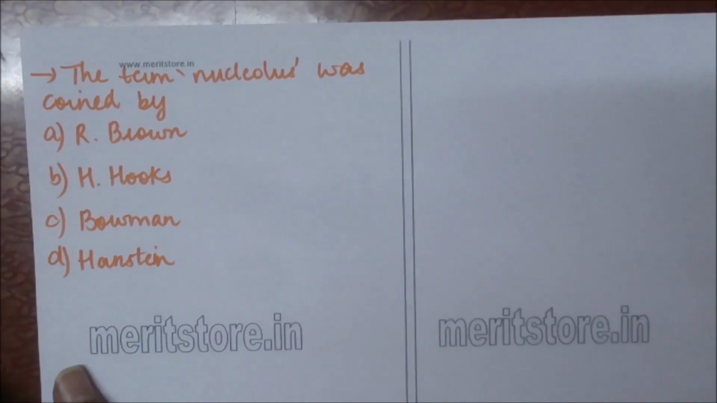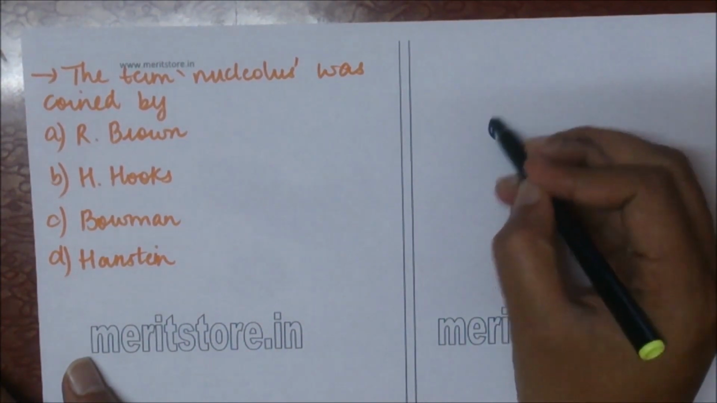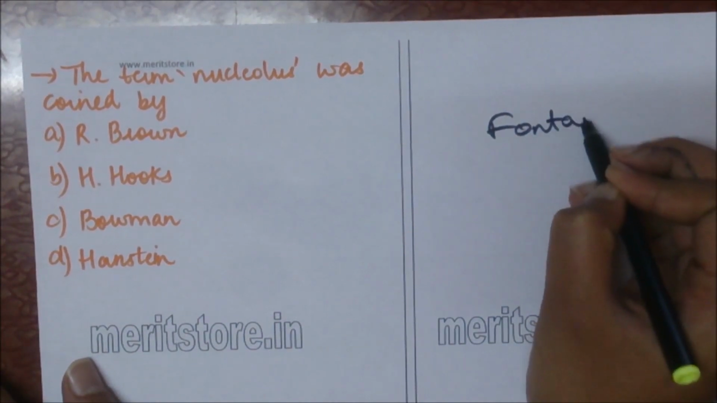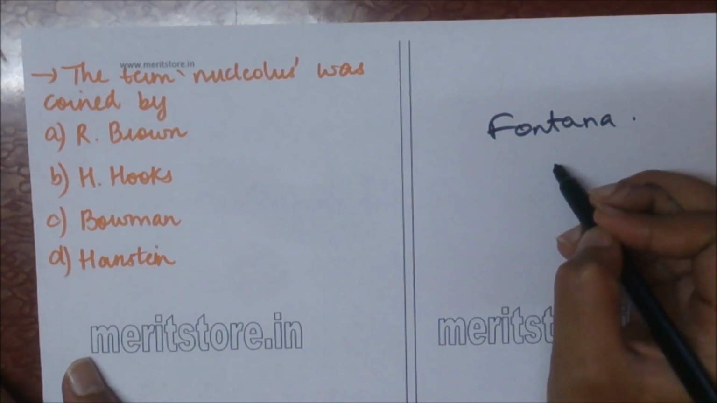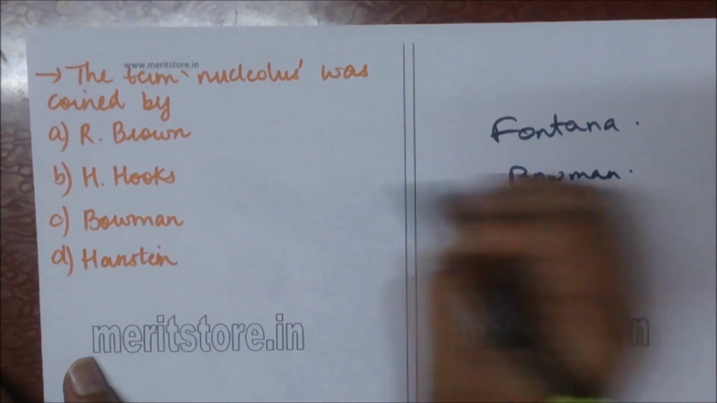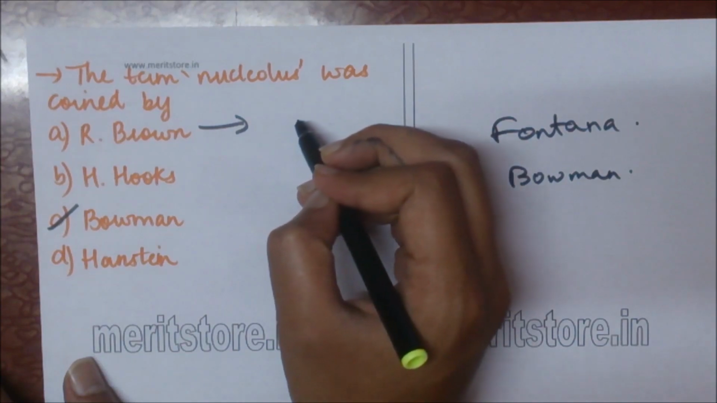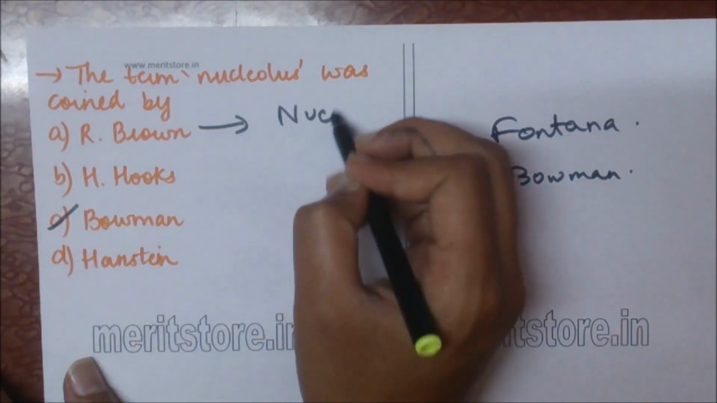The term nucleolus was coined by A. R. Brown, B. Hooke, C. Bowman, D. Hastings. The nucleolus was discovered by Fontana, and the term nucleolus was given by Bowman. So option C is the correct answer. Robert Brown was the one who discovered and named the nucleus.